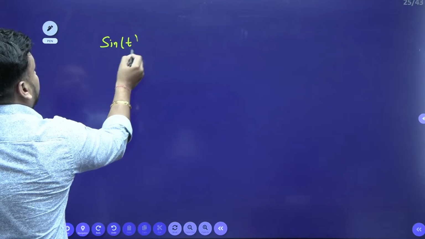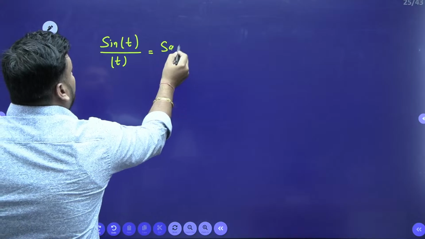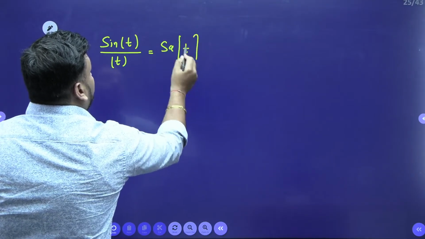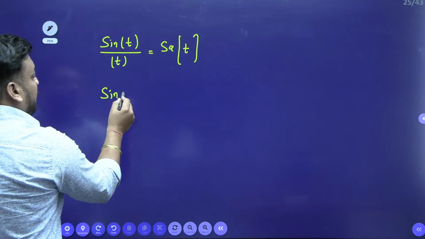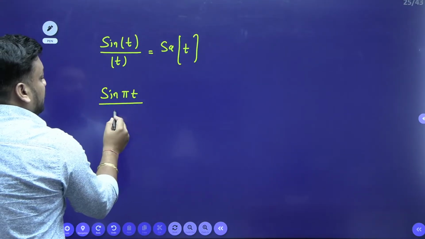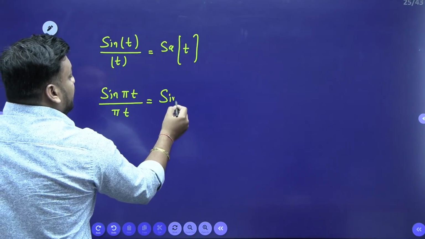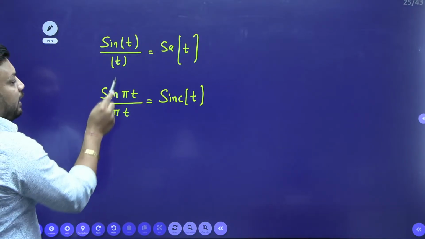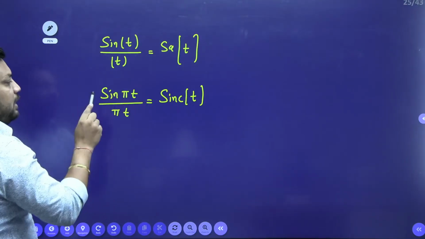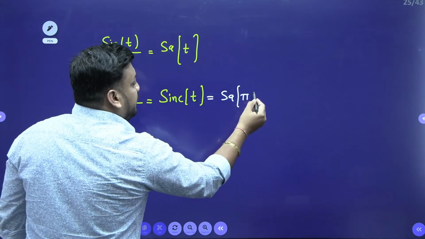If I am writing this sin t upon t, then sin t upon t is equivalent to sampling of t only. And do you know what this is? Sin pi t upon pi t is actually equal to sinc of t. Now, if I want to write this function in sampling form, then don't you think it is equal to sampling of pi t?